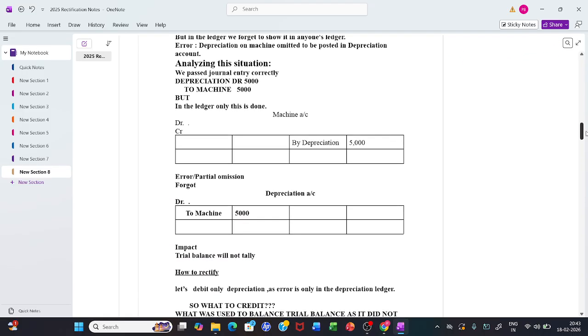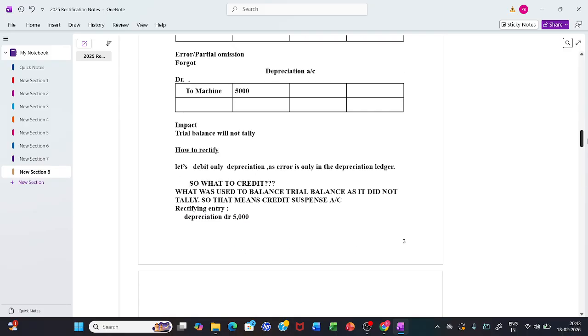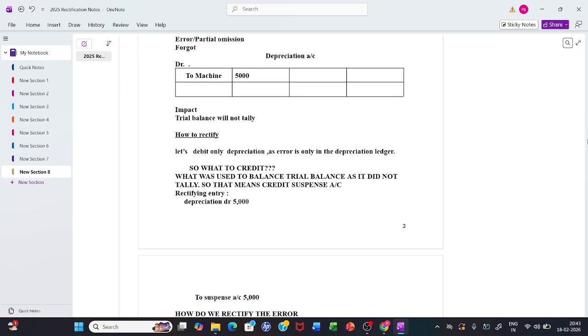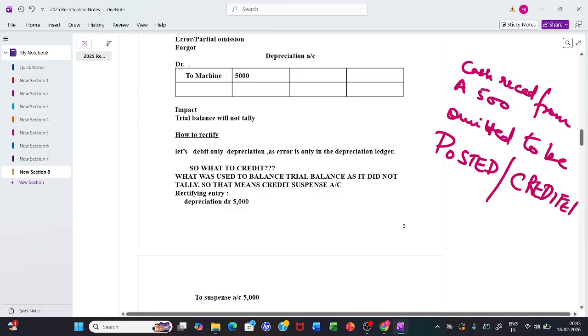What is the stage of making the error? Trial balance or journal? So accordingly we pass the entry. Now I give you one more example of this. Cash received from A 500 omitted to be posted or credited. Any one of the two words would be given, answer would be same.